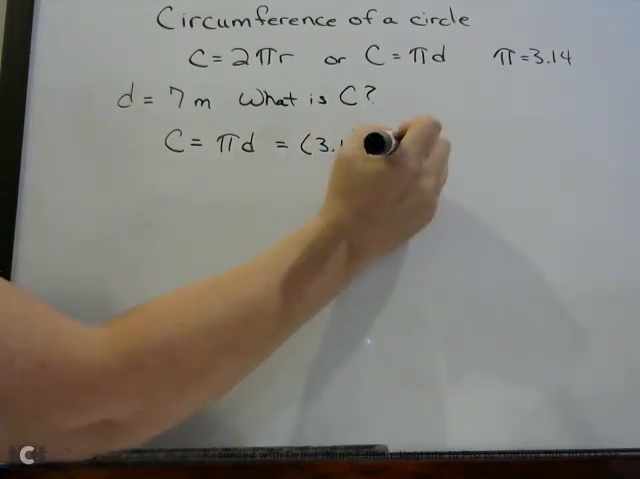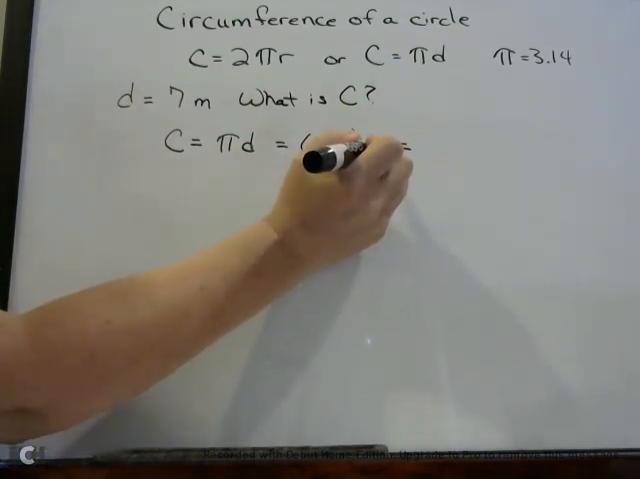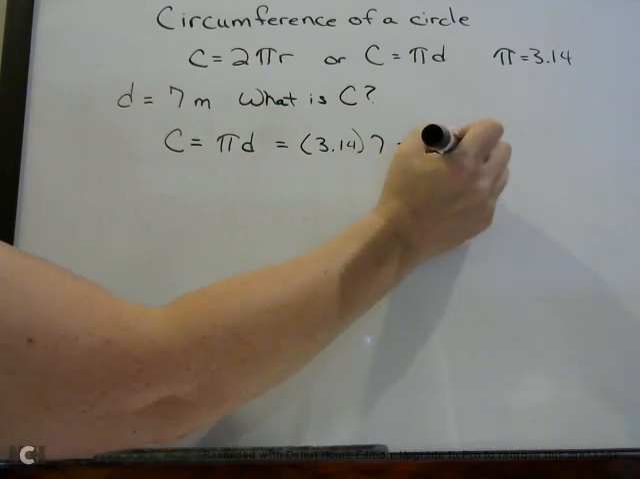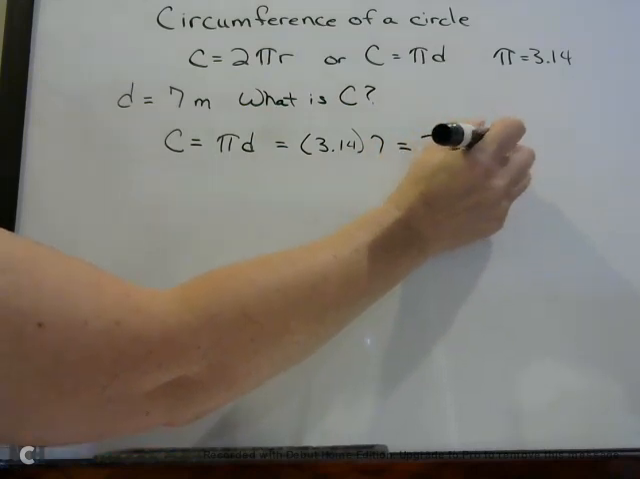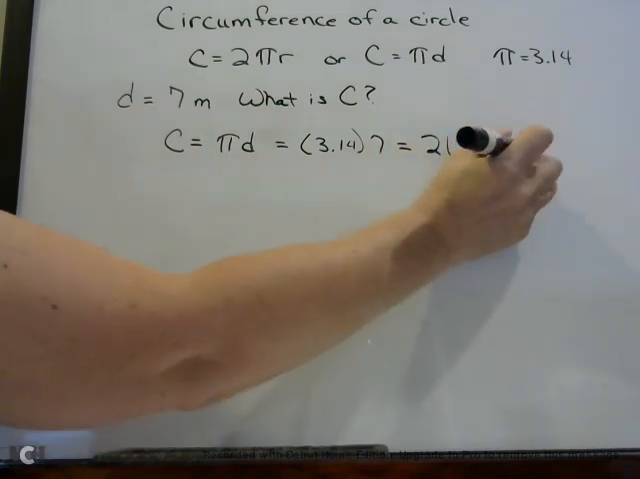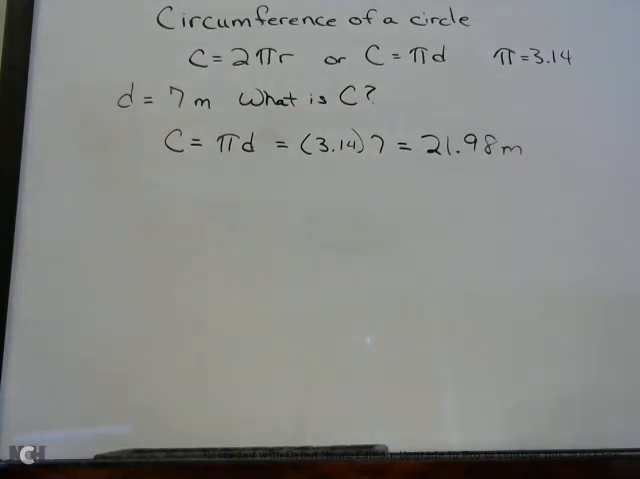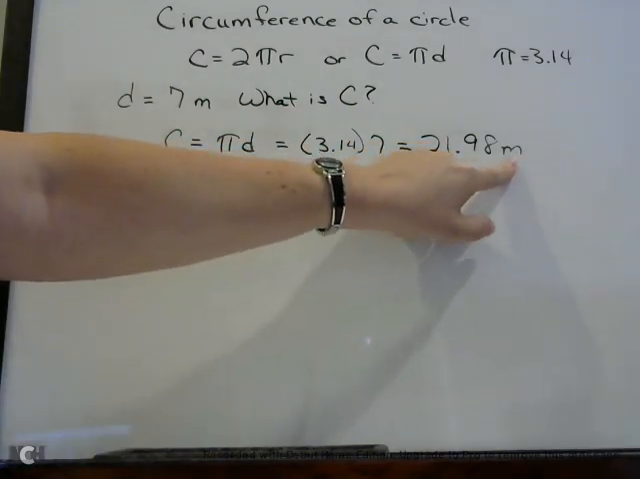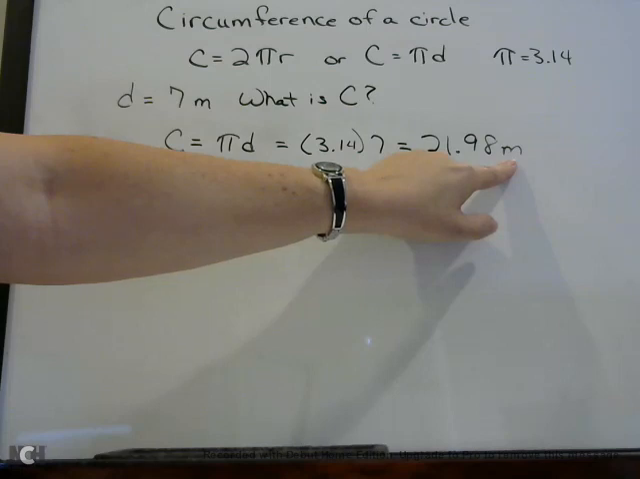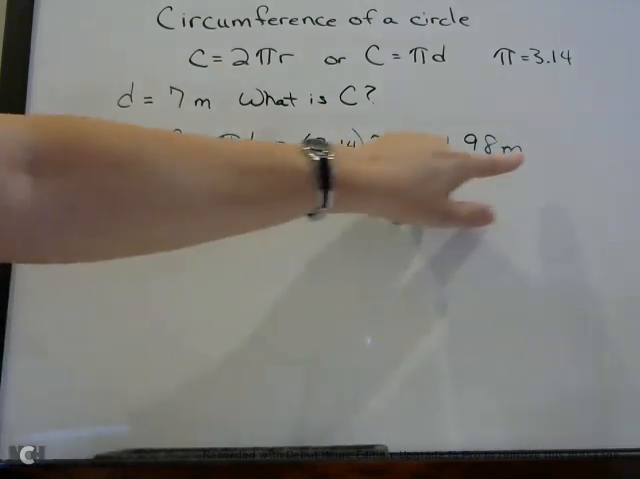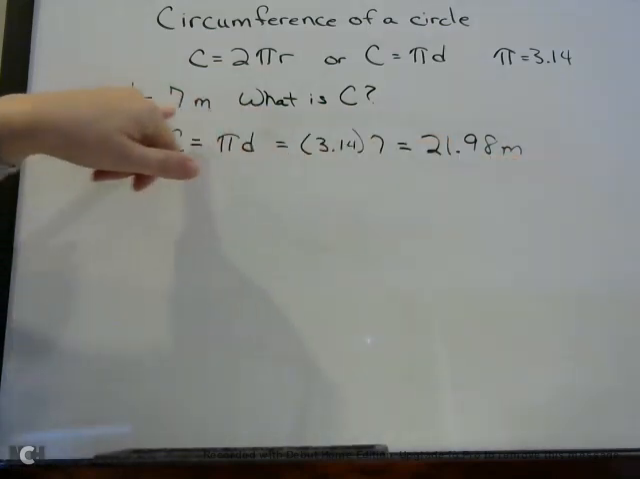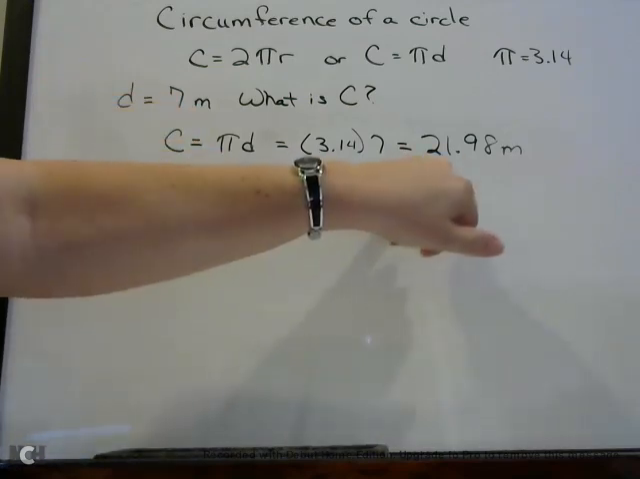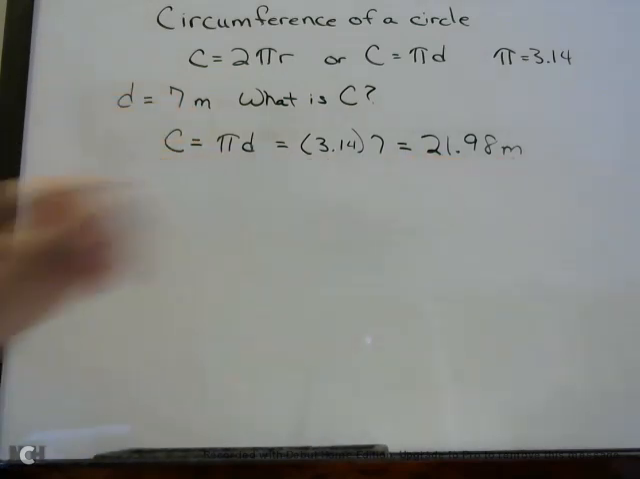You throw that into your calculator, and you're going to get 21.98 meters. Now circumference, just like perimeter, the units are always just going to be regular units. It's not like area, in which you have squared units, or volume where you have cubed units. Circumference is just regular. So this was the diameter of 7 meters. The circumference is going to be 21.98 meters.